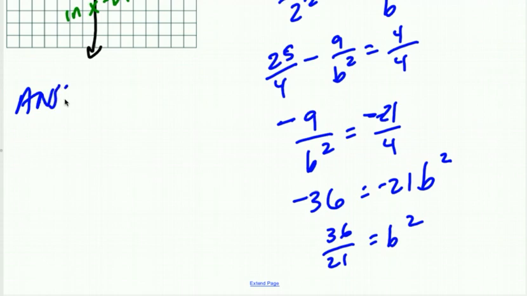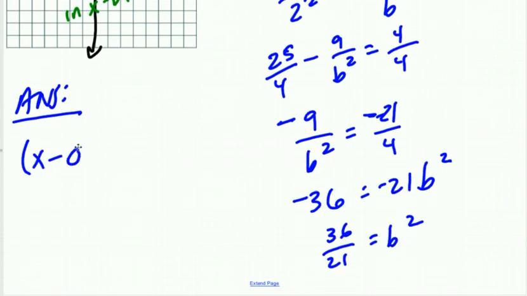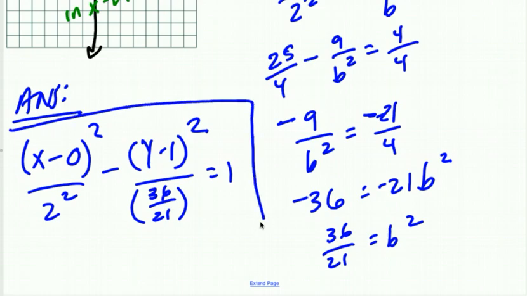So my answer is going to be (x minus 0) squared over 2 squared minus (y minus 1) squared over, and it's up to you. Like, you could leave this as just a 36 over 21. There's nothing wrong with that. You could flip it and clean it up and make this a 21 on top of 36. I'd leave it like this, though, and that's fine.